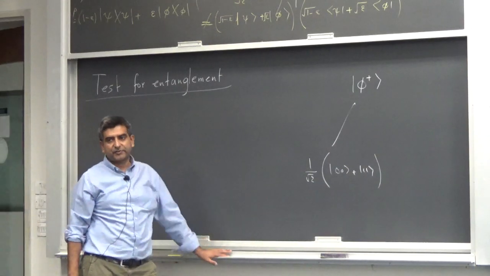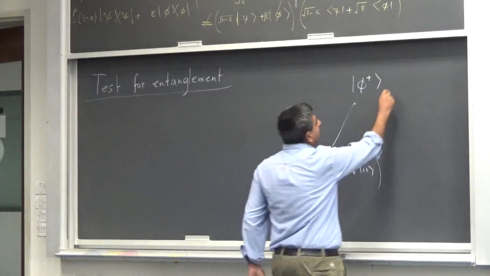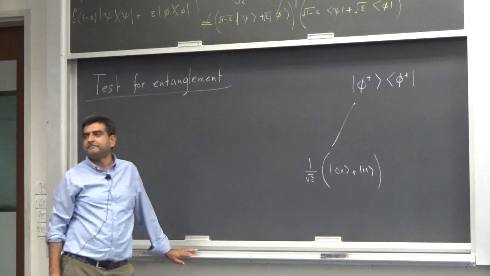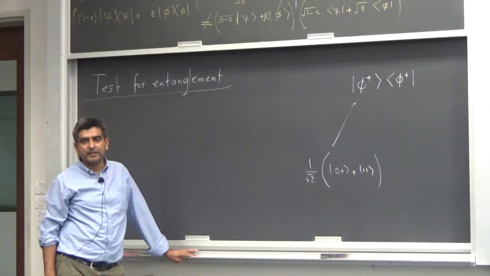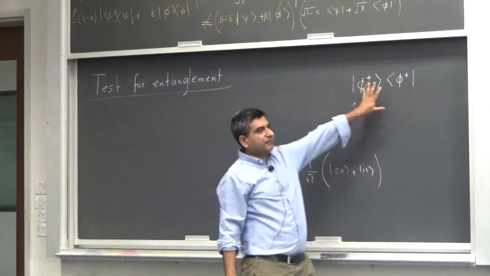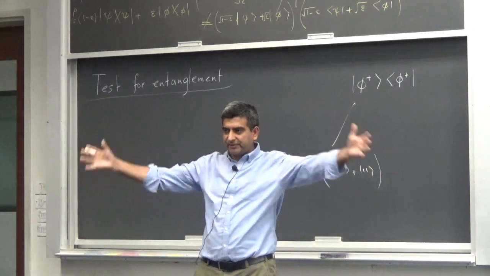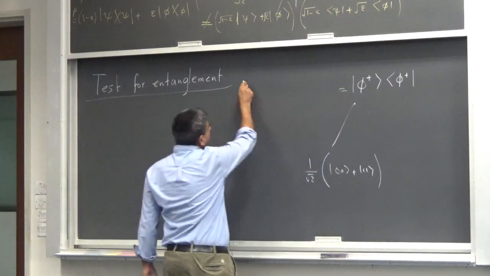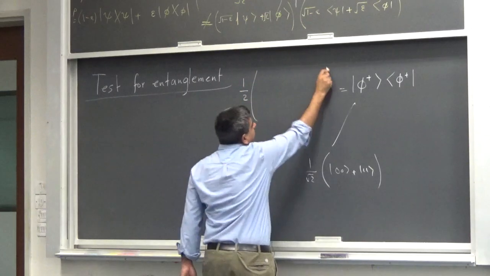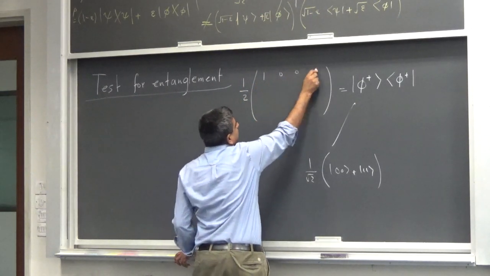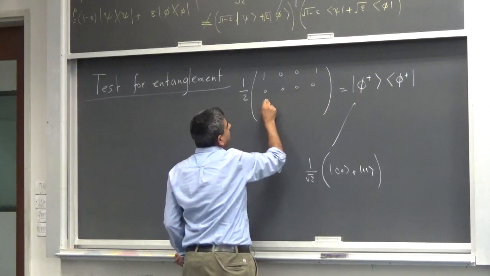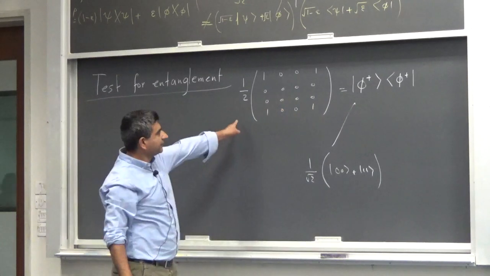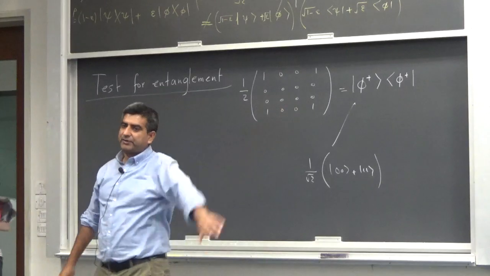I can form the density matrix corresponding to this Bell state. This is the density matrix. Correct? Now, when I look at the density operator for this state, it's going to look like a matrix. If I were to find the matrix form of this, it is going to have a 1 here, 0, 0, 1, 0, 0, 0, 0. So this is the density operator for this particular state.